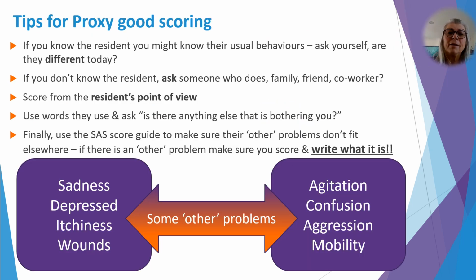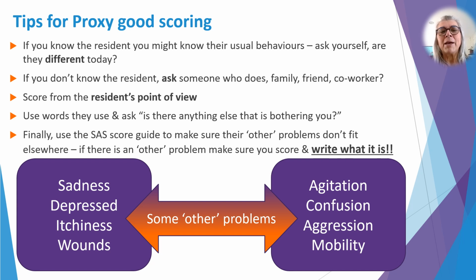Whilst we know that the gold standard for the SAS is that it is resident rated, we also know there are many times when we need to do proxy scoring, and that is scoring on the resident's behalf. So staff members can proxy score, family members can proxy score, so long as the person who's doing it has a knowledge of the resident, because you actually need to know what the resident's usual behaviours are so that you can say to yourself, are they different today? There's something not right today.